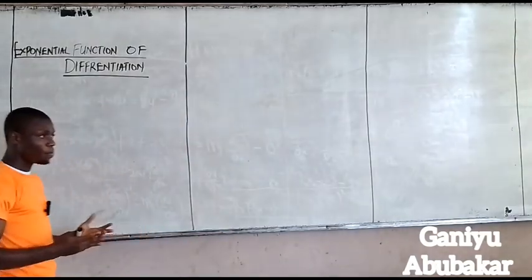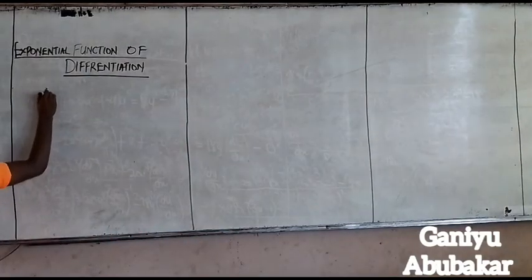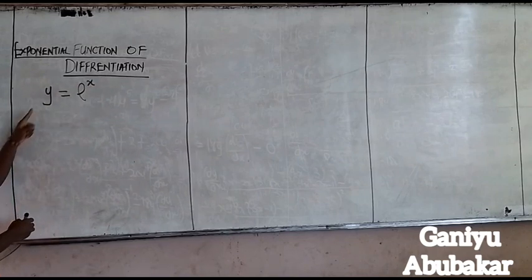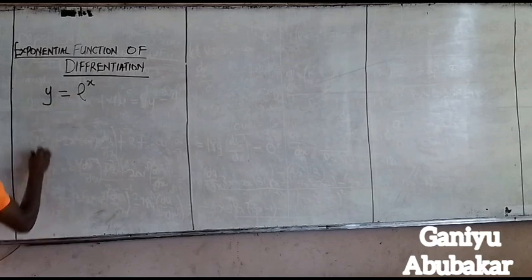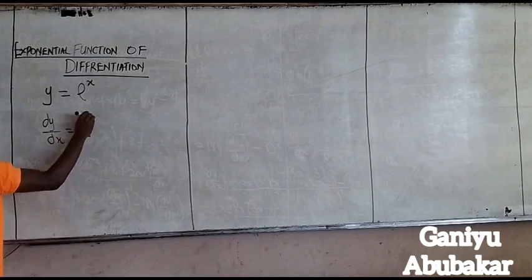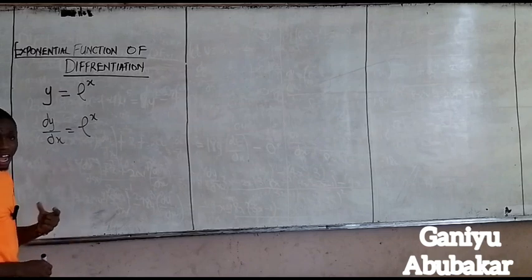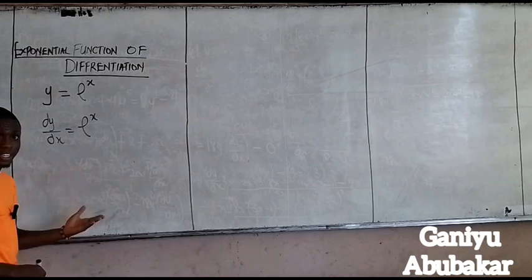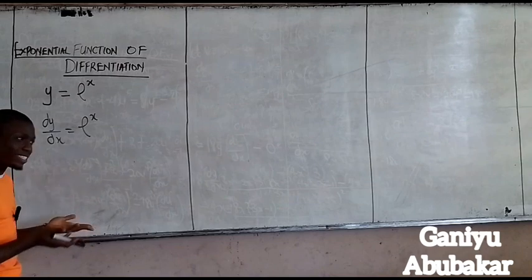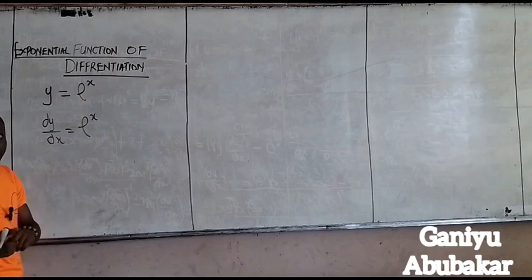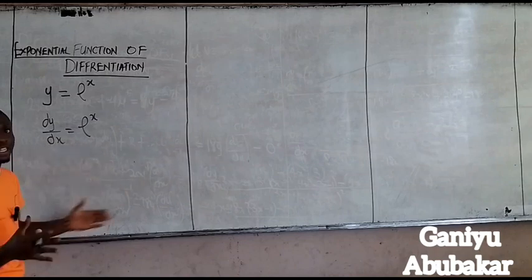So what's the concept here? Let's say I have y equal to exponential x. If I differentiate y with respect to x, I'll have dy/dx equal to exponential x. Note that if I differentiate exponential x, I'll have exponential x. That's the concept. Now, why is it that if I differentiate exponential x, I get exponential x? I will prove this using what we call the series expansion method.